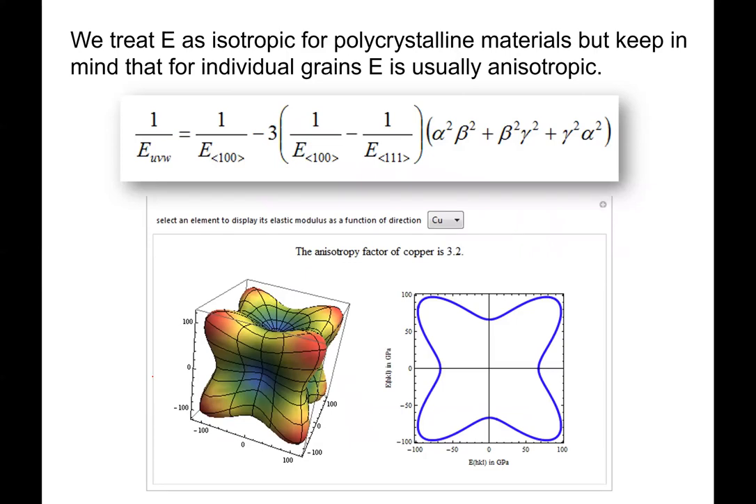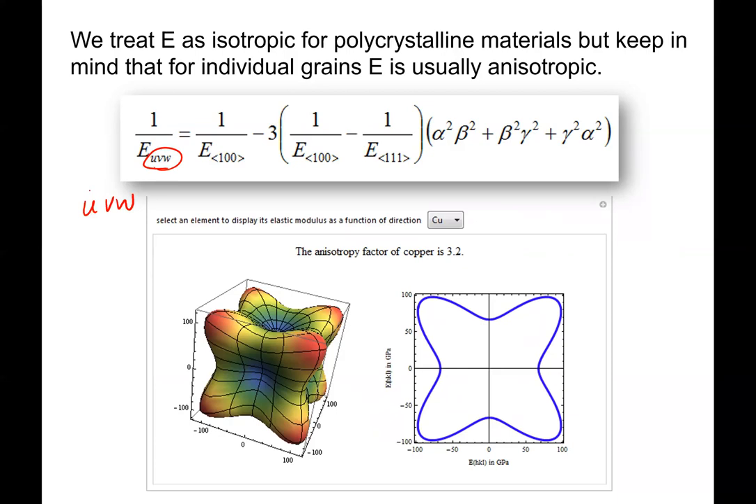Now, we learned about isotropic and anisotropic properties before. The elastic modulus is also an anisotropic property. It's a property that does depend on direction. And so for the cubic system, we have a simple equation here that says that we can find the elastic modulus in a UVW direction.